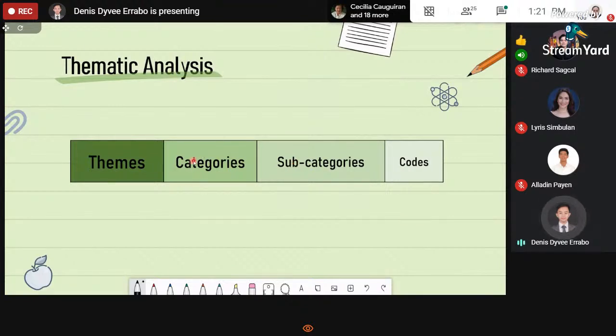So a category is an organization of your subcategories, but in categories, you may be able to determine what is similar in the subcategories and what is different. And then to organize your similarities and differences through your category, you can create one holistic theme. This holistic theme is typically the topic sentence that you explicate when you are writing your research result.